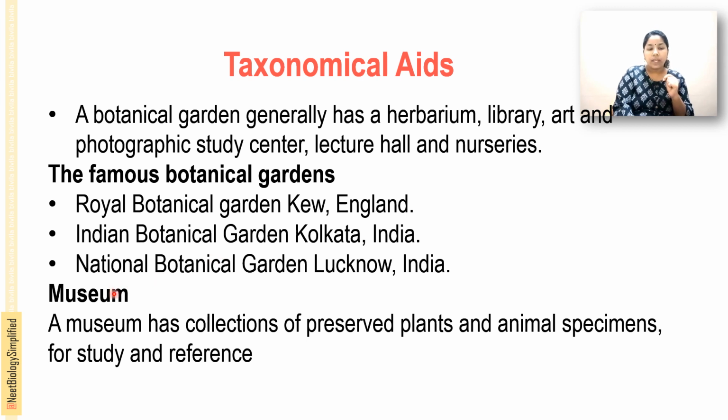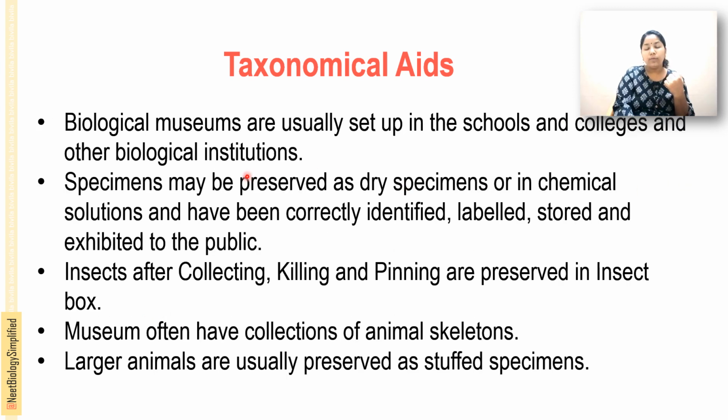And a museum. A museum is a collection of preserved plant and animal specimens for study and reference purposes. I think most of us have visited museums and botanical gardens, right? Few have visited a herbarium, but zoos, zoological parks, we usually visit, right? So the museum is a collection of preserved plant and animal specimens for study and reference purposes. And biological museums are usually set up in schools and colleges and other biological institutions.